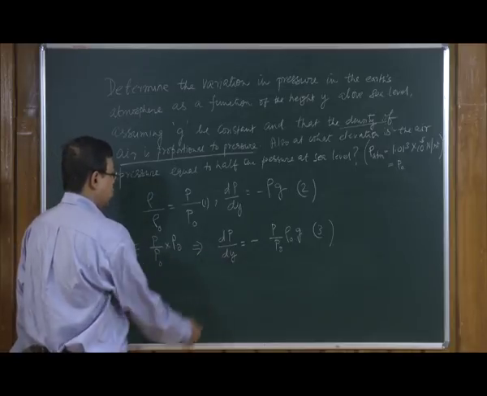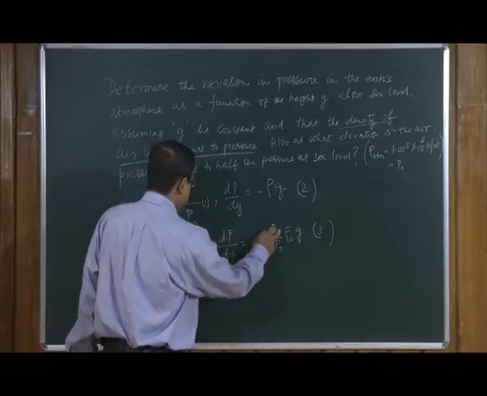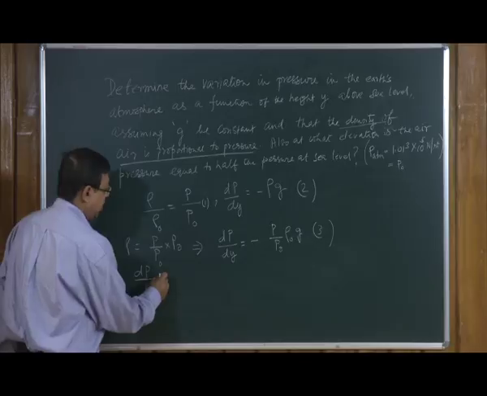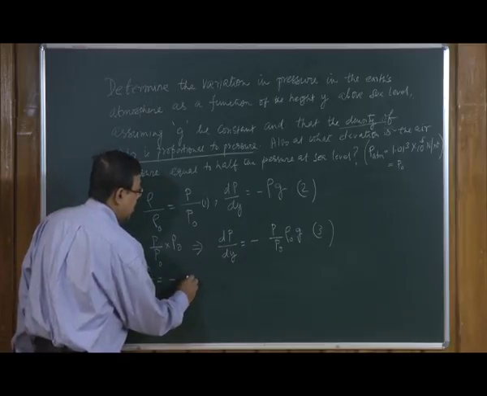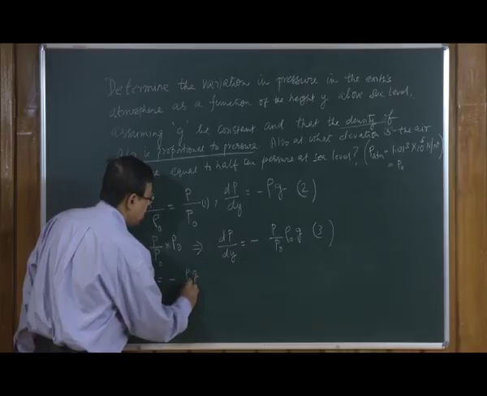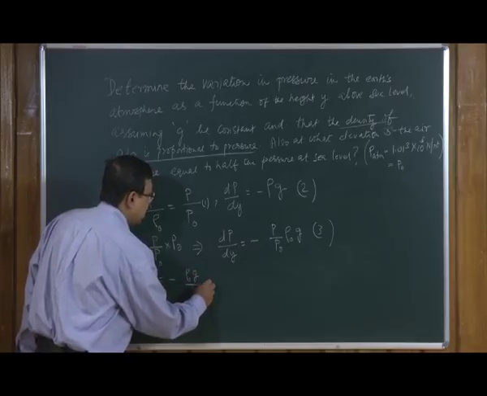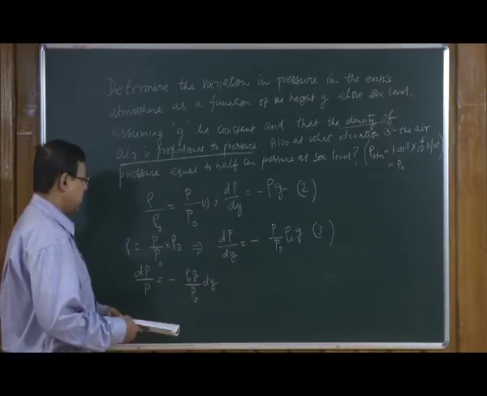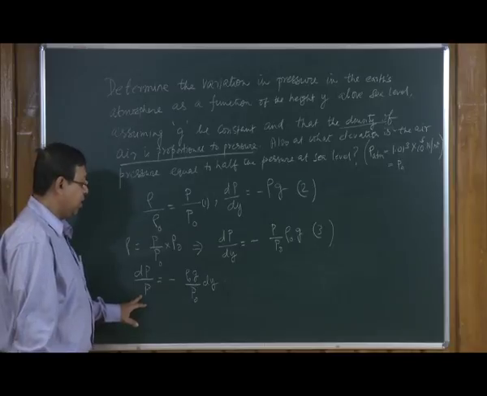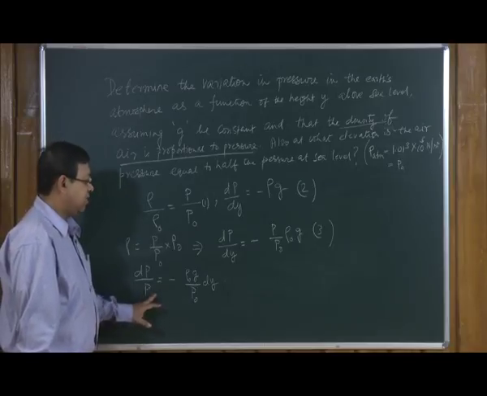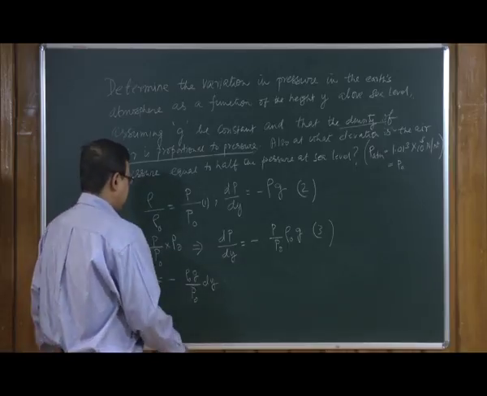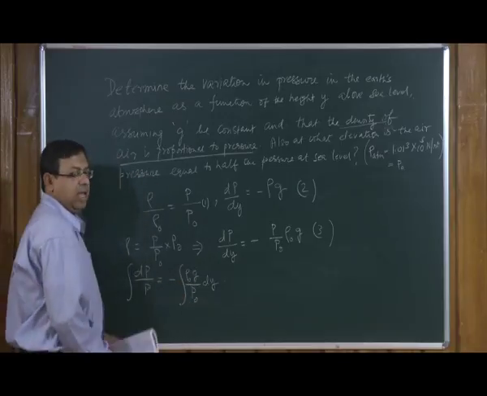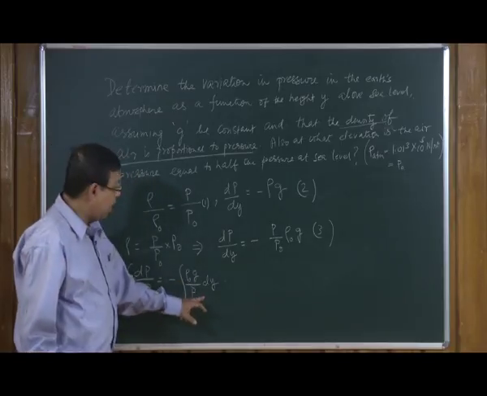Now, since I need to solve this equation, there is a dp here and a p here. So, let us take all the pressures on one side. So, dP over P becomes equal to minus rho 0 g divided by P 0 into dy. Now, this equation should be the guiding equation to get P as a function of y. So, I can integrate both sides in order to solve for P as a function of y.